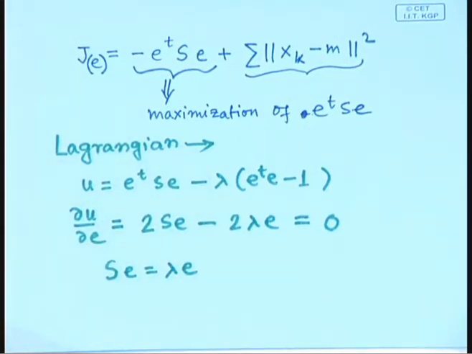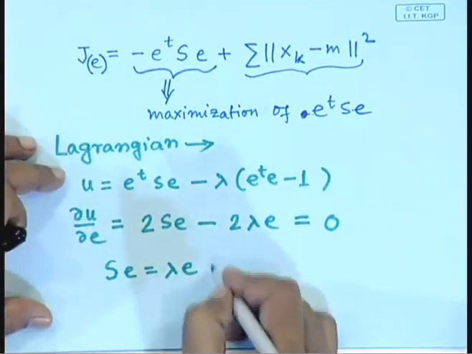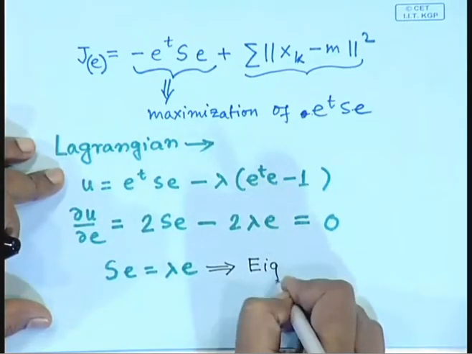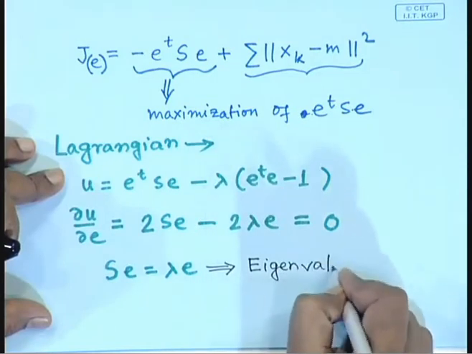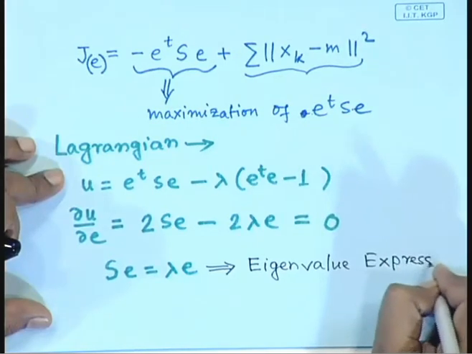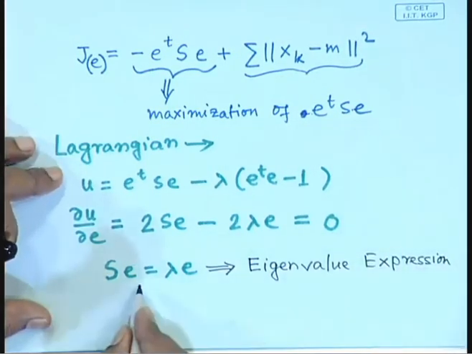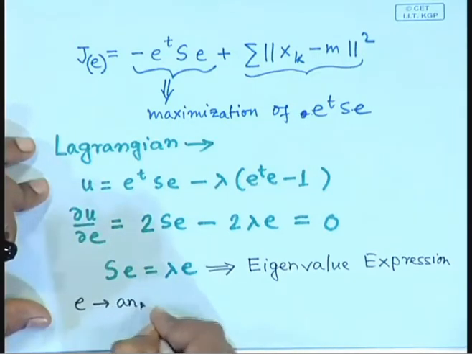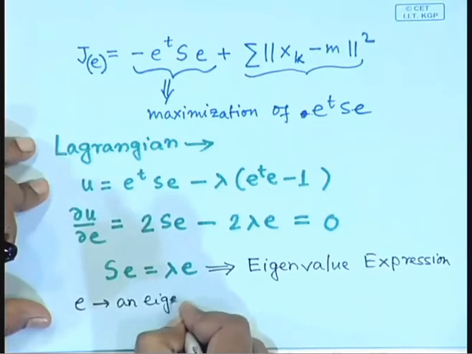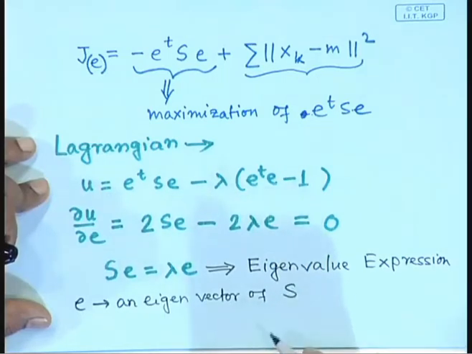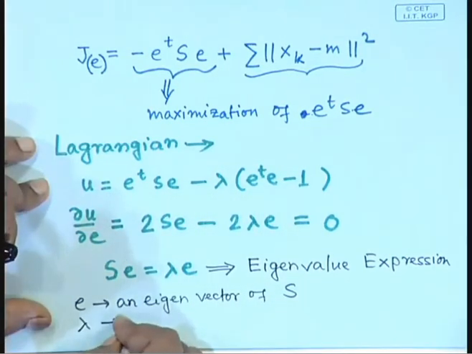Okay. What is this expression? This is an eigenvalue expression. So, this is simply an eigenvalue expression. Okay. Where the vector E is an eigenvector of S. Okay. And what is lambda? It is the corresponding eigenvalue.